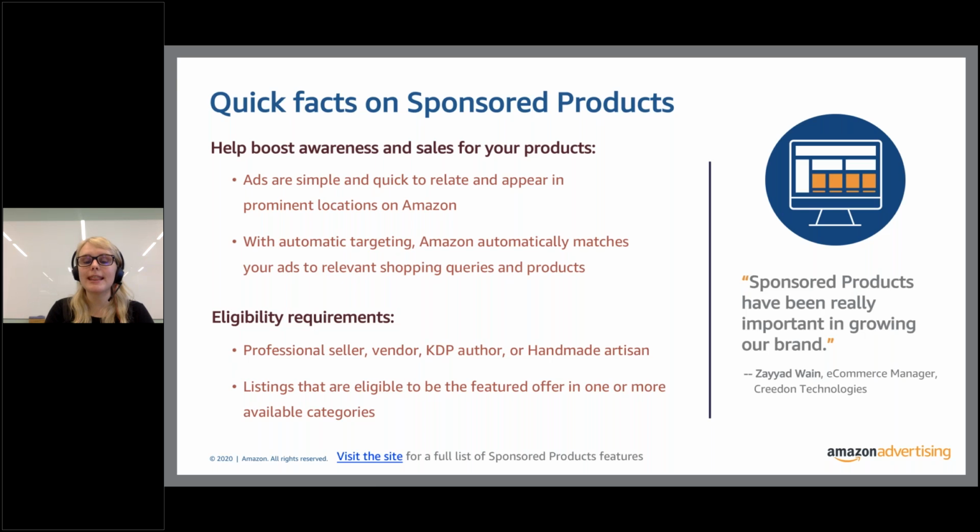I also just want to look at the eligibility requirements for sponsored products. We looked at general sponsored ads eligibility requirements a bit earlier, but now we'll specifically focus on sponsored products. To advertise with these, you need to be a professional seller, vendor, or KDP author. Also, handmade artisans are eligible. You need to have an active account in good standing with Amazon. You need to have the ability to ship to the country that you're advertising in. As mentioned before, you need to have a valid payment method on file, and you need to have listings that are eligible to be the featured offer.